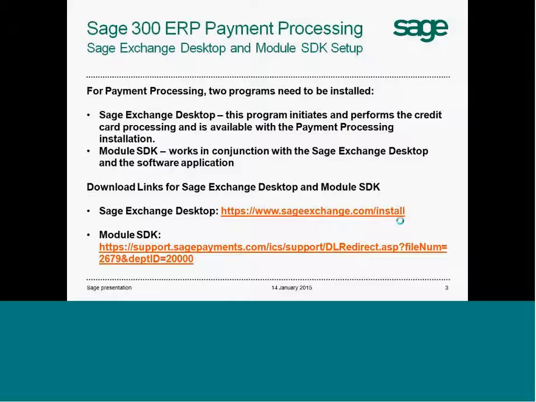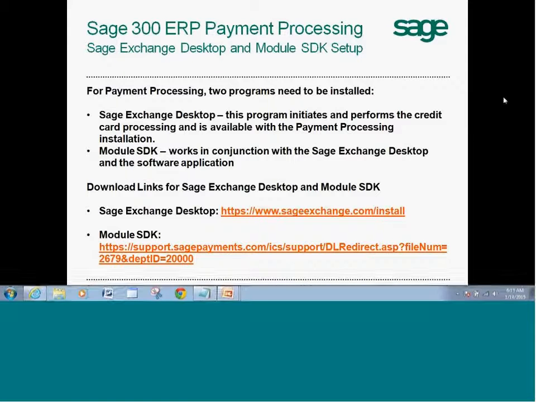To actually work, two programs need to be installed on the computer. First, Sage Exchange Desktop. This initiates and performs the credit card processing and is available with the module installation. The SDK works in conjunction with the Sage Exchange Desktop and the software application. Both of the download links are on this PowerPoint, the Sage Exchange Desktop and the module SDK. If you choose, you can go to Sage's self-service portal, and you can download the links directly from there.